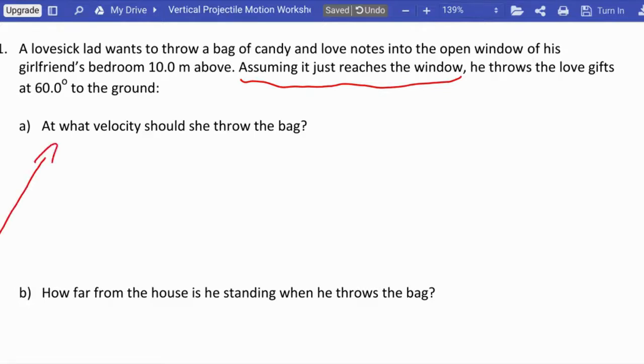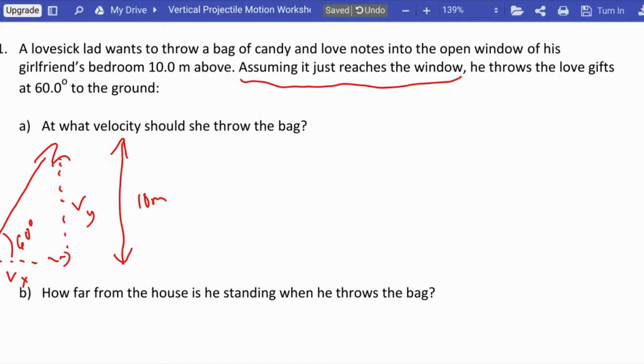I'll draw myself a little diagram. We get ourselves a 60-degree angle from the ground, and we want to figure out the hypotenuse of that triangle, which means we're going to have to solve for the velocity in the x and the velocity in the y to be able to solve for it. Now, we don't really have any of those velocities. All we have is an angle, but we have a distance vertically. We know that it's going to go up 10 meters. Now, that really sets the key as to what we need to do to solve the problem.